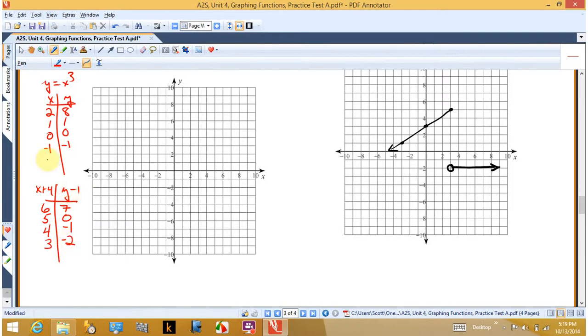And I never did do my last point, so negative 2 gives me a negative 8. Plugging a negative 2 in for x, negative 2 plus 4 is 2. And plugging a negative 8 in would be negative 8 minus 1, that's a negative 9. So let's plot it. 6, 7, 5, 0, 4, negative 1, 3, negative 2. And then 2, negative 9.